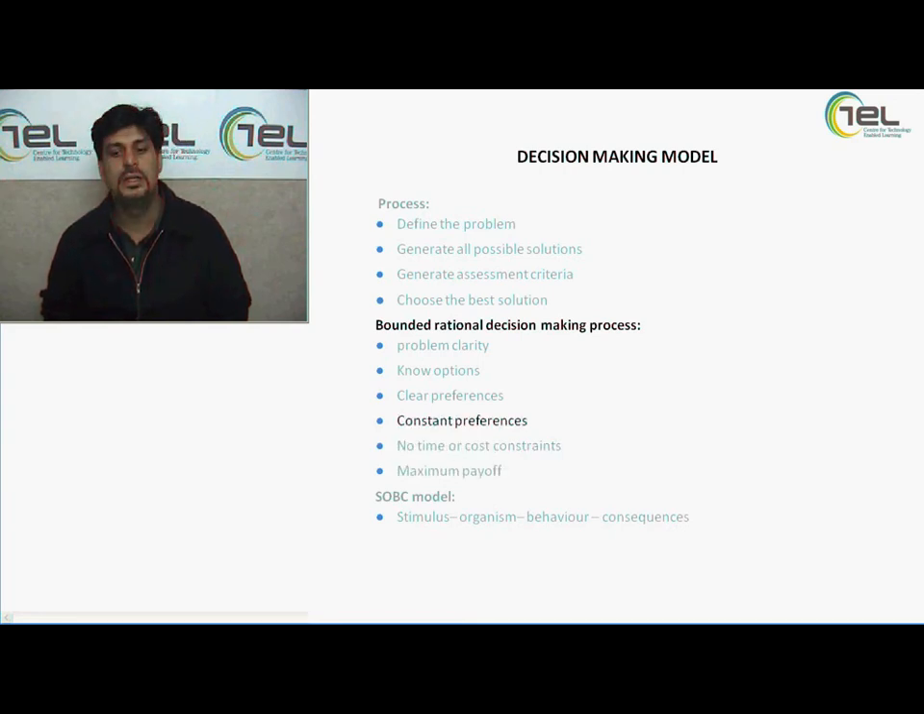So the four steps in the bounded rational decision making process are the same as the decision making model: identify or define the problem, know the options, identify the preference, and lastly, choose the maximum payoff or the best alternative. But in this model you have two other things built in. What are the two things which are built in? The two built-in things are constant preferences and no time or cost constraints. These are added on to the bounded rational decision making model.